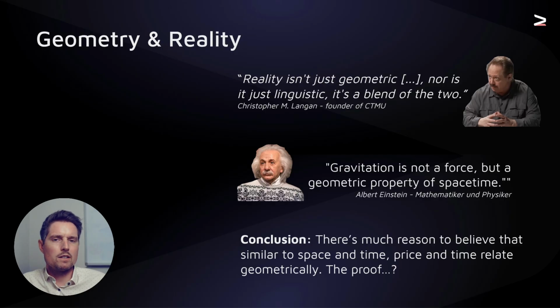Okay, Einstein, I think we all know him. He's famous for coining the term space-time. He said gravitation is not a force, but the geometric property of space-time, where space has a geometrical relationship to time, right? This is very interesting. This gives us input as to how we should look at the markets, or how we should look at the phenomenon of not just time, but also price.